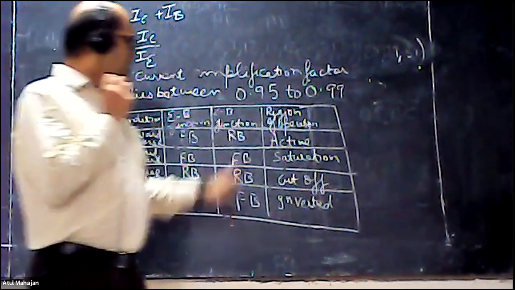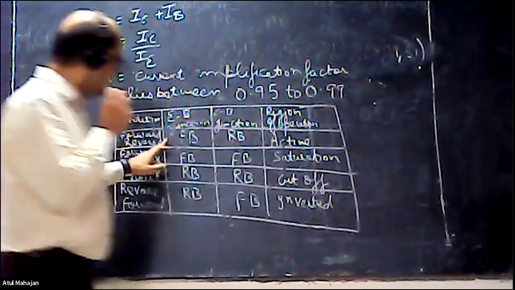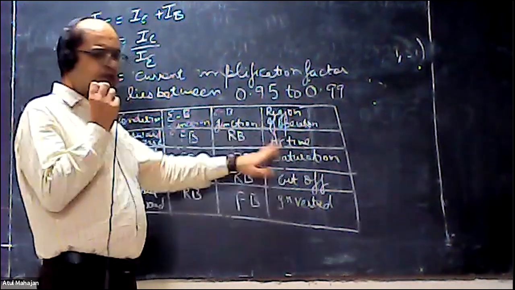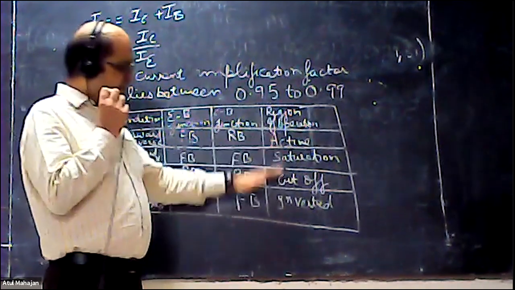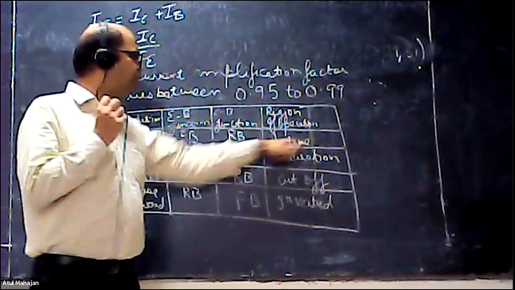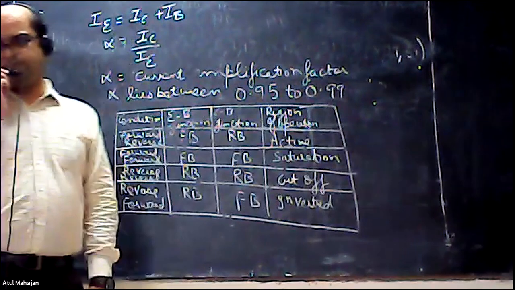Okay, so the transistor normally operates in the active region, where the emitter base is forward biased and the collector base is reverse biased. It can't work in the saturation region, it can't work in the cutoff region or the inverted region. So this is the most appropriate region of operation for the transistor, that is your active region.